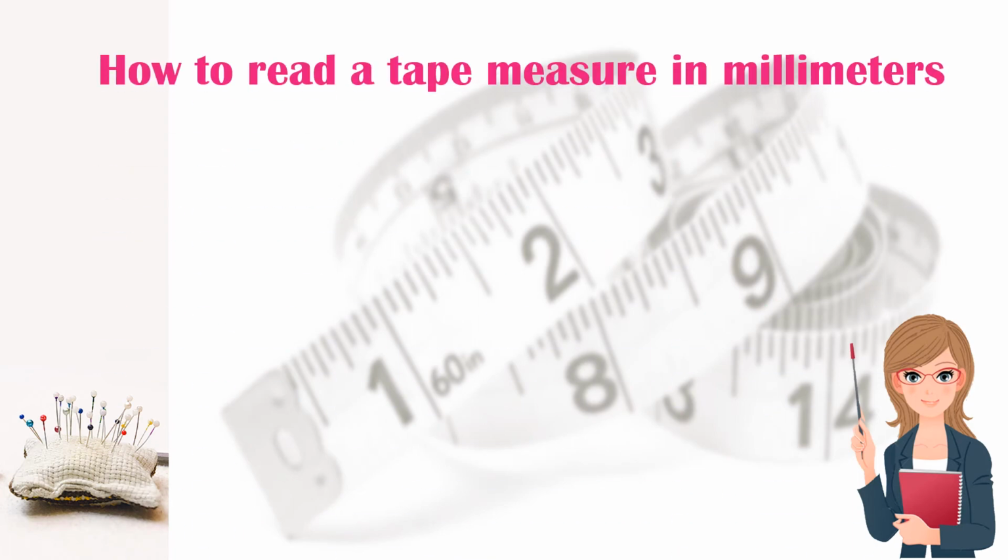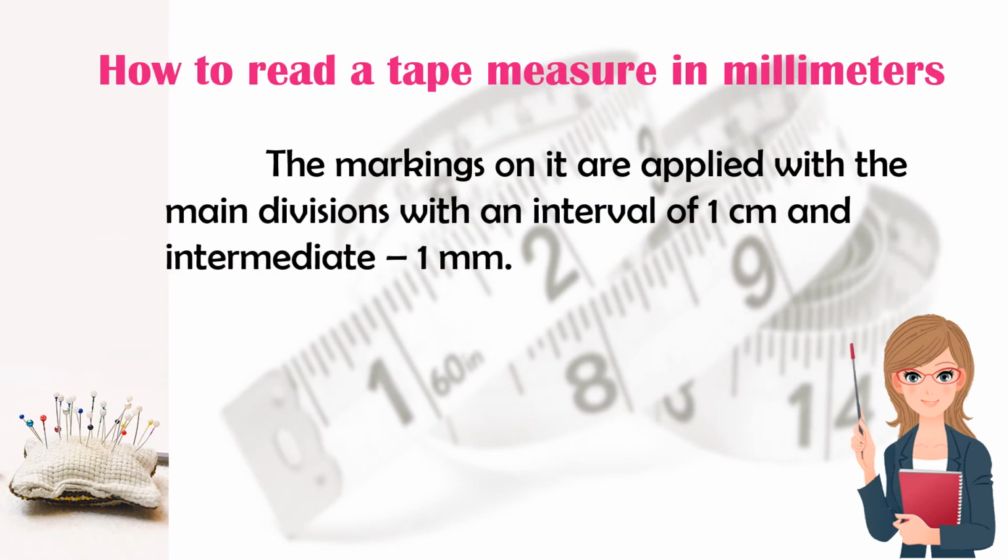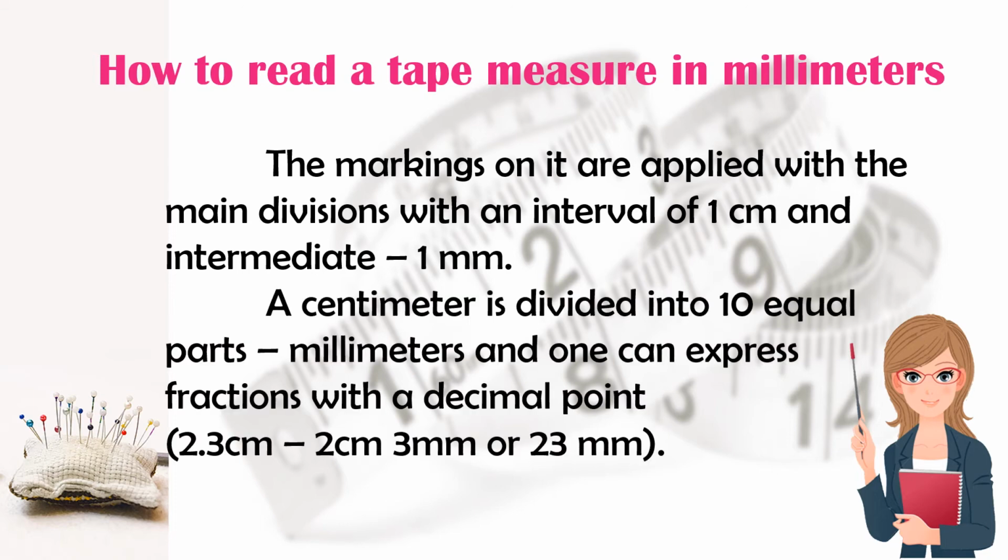How to read a tape measure in millimeters. The markings on it are applied with the main divisions with an interval of 1 centimeter and intermediate 1 millimeter. A centimeter is divided into 10 equal parts. Millimeters can express fractions with a decimal point: 2.3 centimeters, 2 centimeters 3 millimeters, or 23 millimeters.